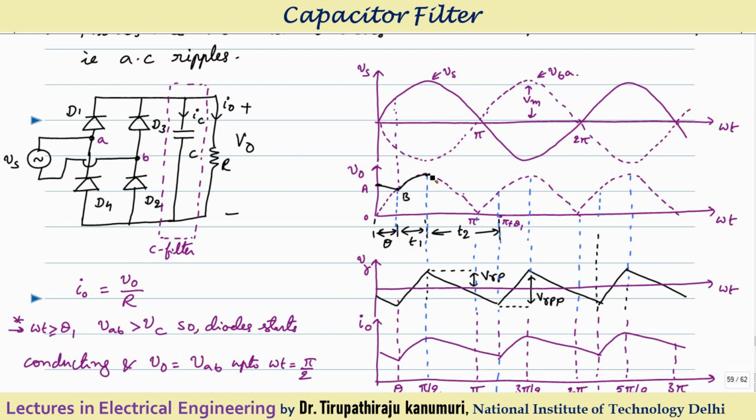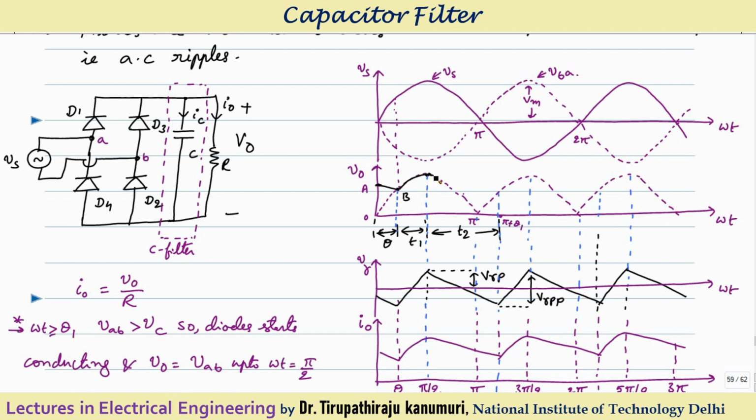Again the supply voltage is falling down, while the capacitor voltage is more. As the capacitor voltage is more than the supply voltage, the diodes D1 and D2 will again get reverse biased, because the voltage at this point is greater than the voltage at point A. So the diodes are reverse biased, and your output voltage will now be equal to your capacitor voltage only.